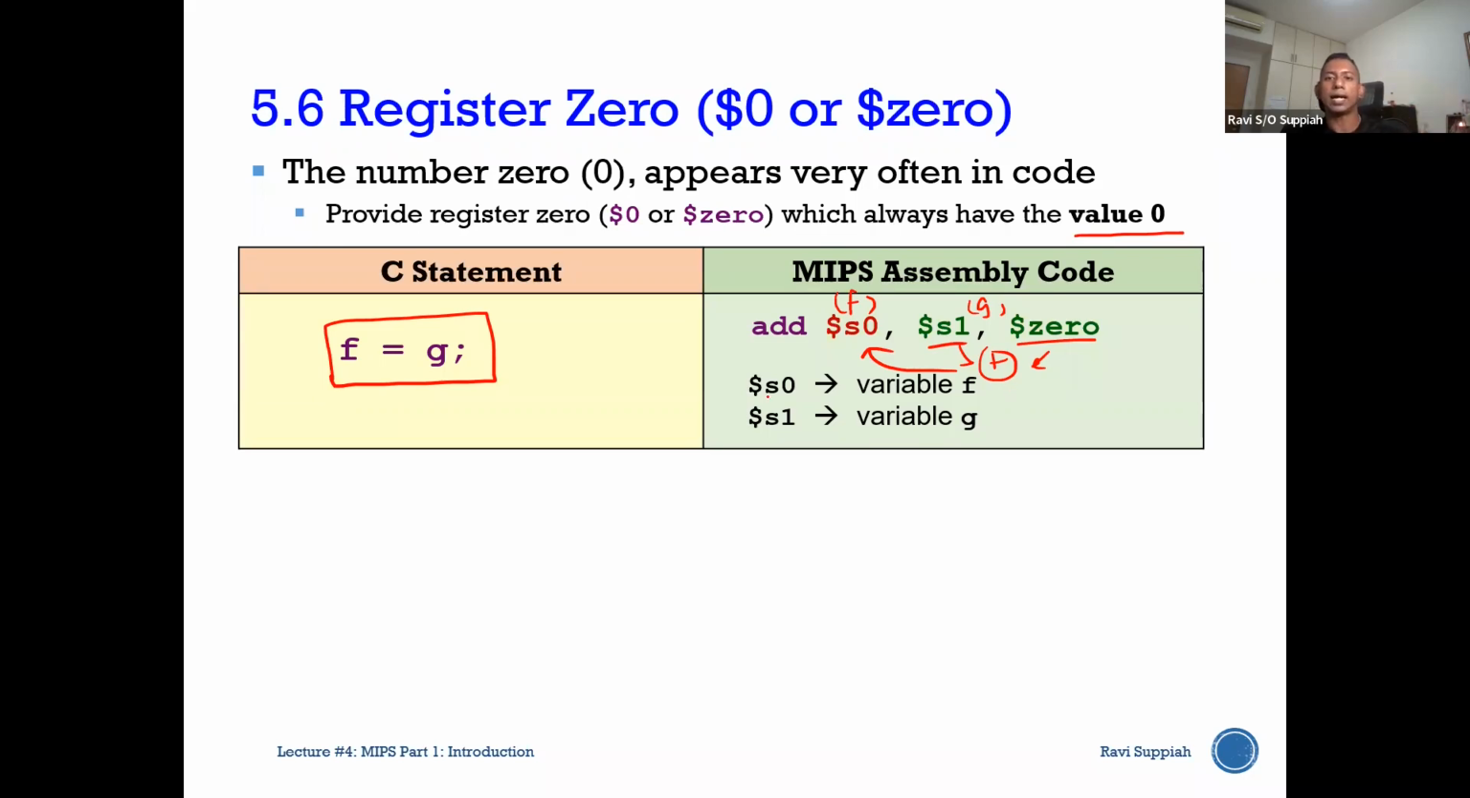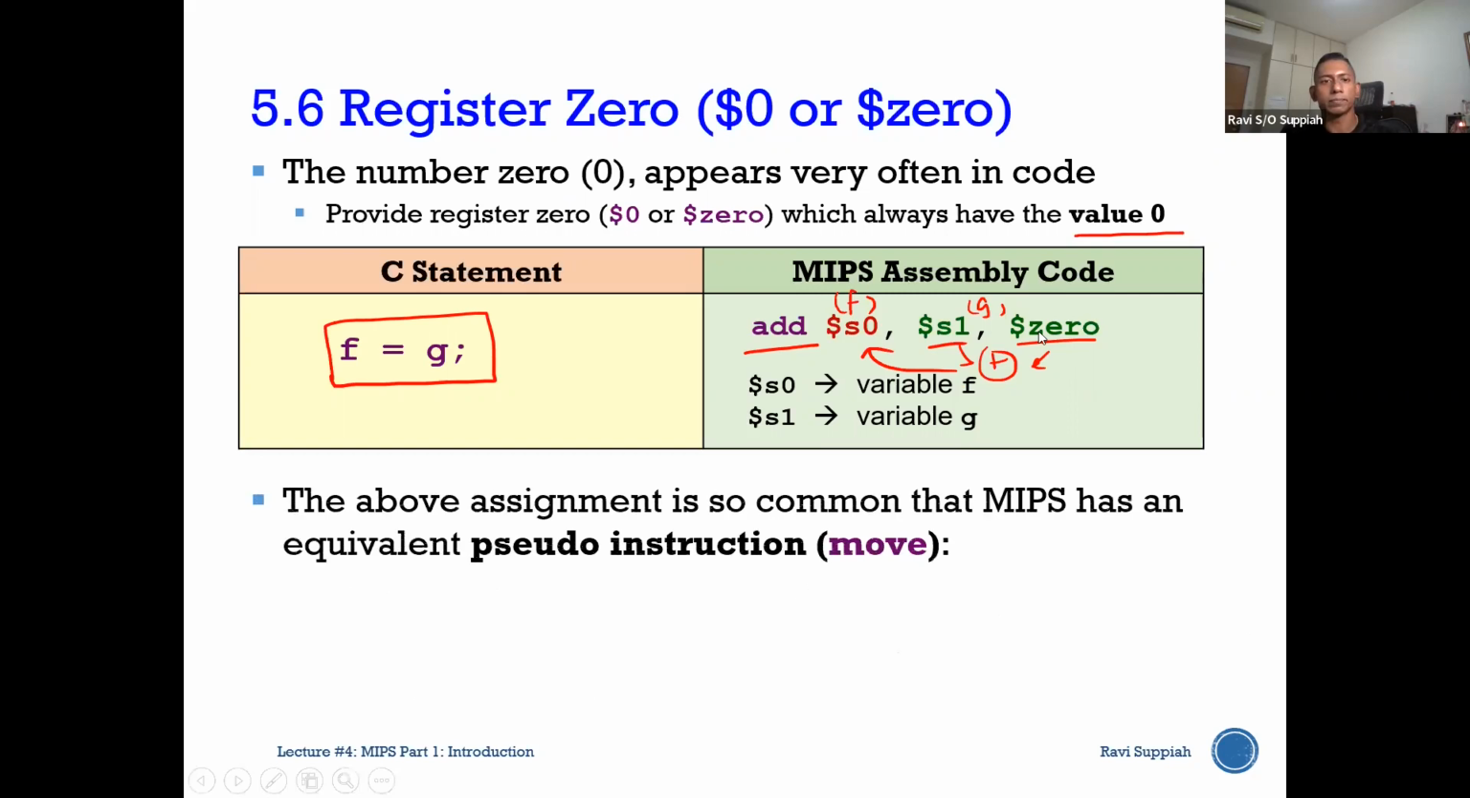Since I already have an add instruction, if I add with 0, I can easily use that approach to copy data from one variable to another variable. That really helps to make it simple and not have to add another instruction just specifically for this.